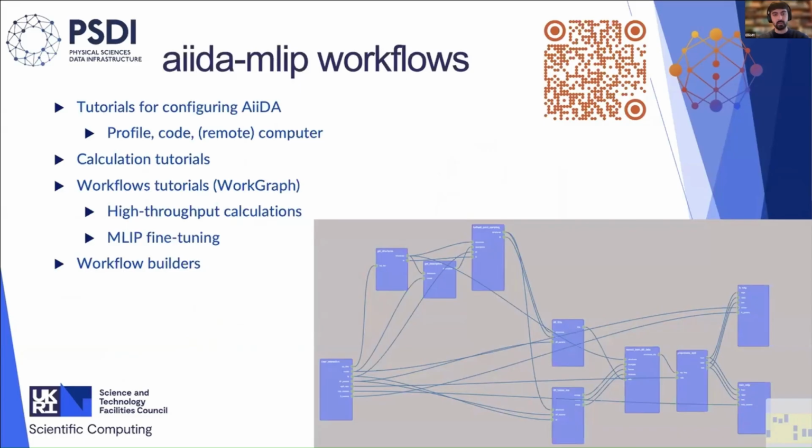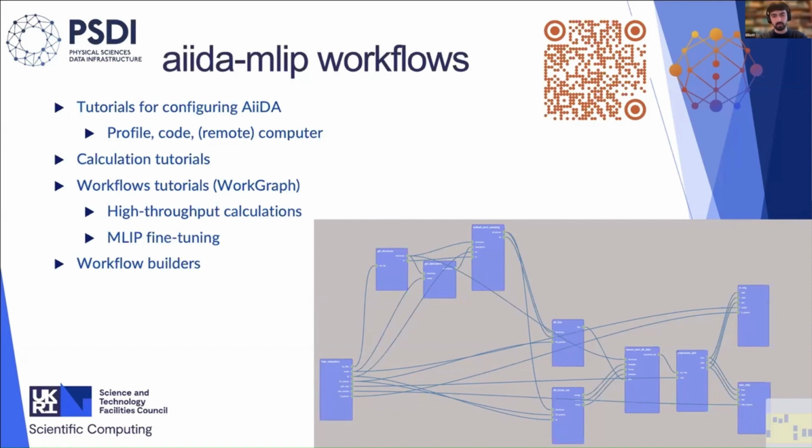Firstly, there are tutorials of how to configure aiida, because one of the barriers a lot of people find with aiida is because it's so powerful, it's also quite complex to set up in the first place. You need to be able to create a profile, which is where all your data is associated with. You need to set up the code, so in this case, janus-core, as a sort of binary that aiida can run. And then you need to set up your computer. And in many cases, you probably want to be able to run things on a remote HPC system. And we have tutorials for how to do this.